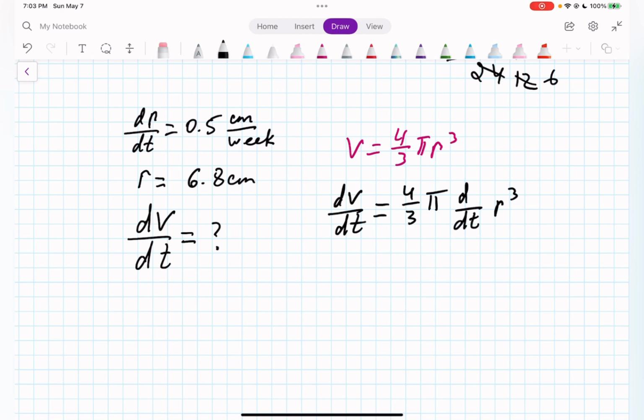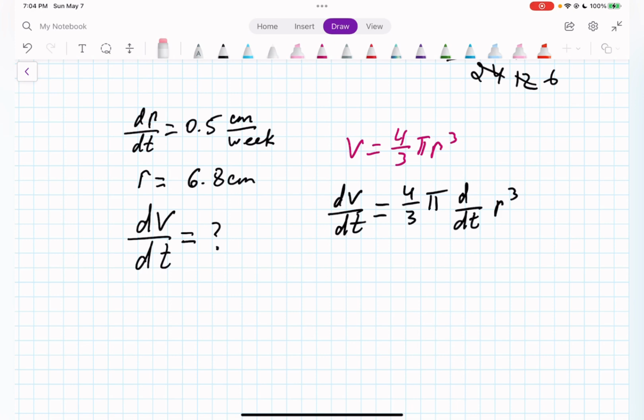Okay, but why did I take out 4 over 3 pi? I could leave it with r cubed, but one way or another it should come out because it's a constant. So there's no difference if you put it under d/dt or take it out. You have to take it out, because it's not differentiable. 4 over 3 pi is a constant.